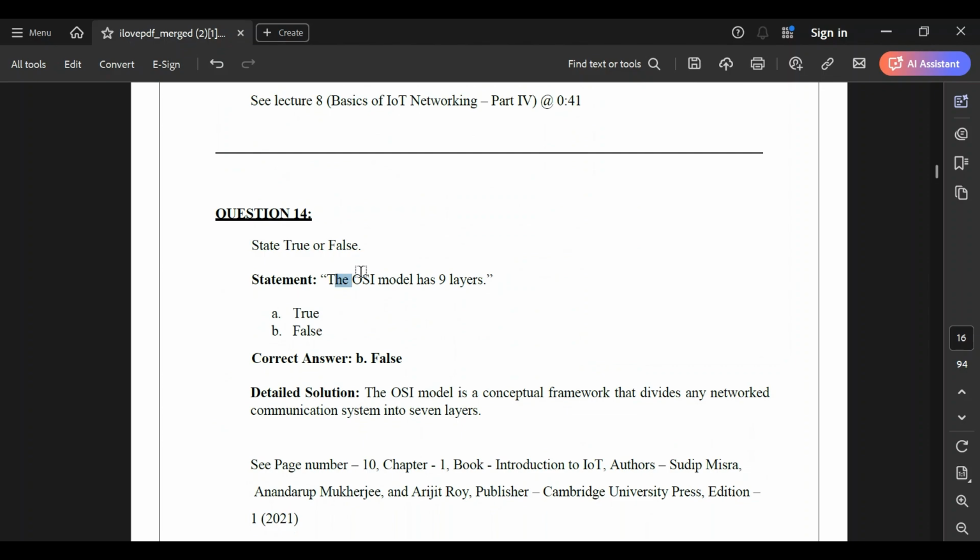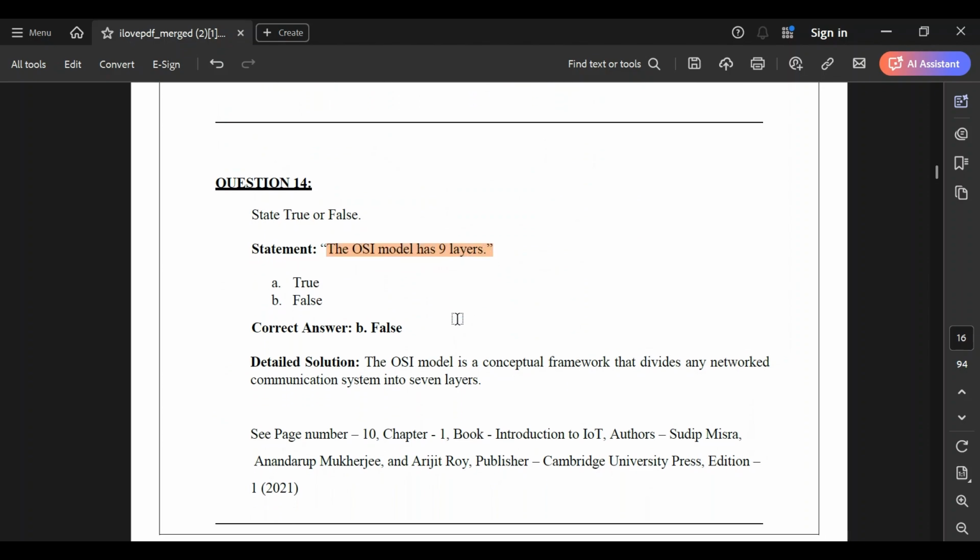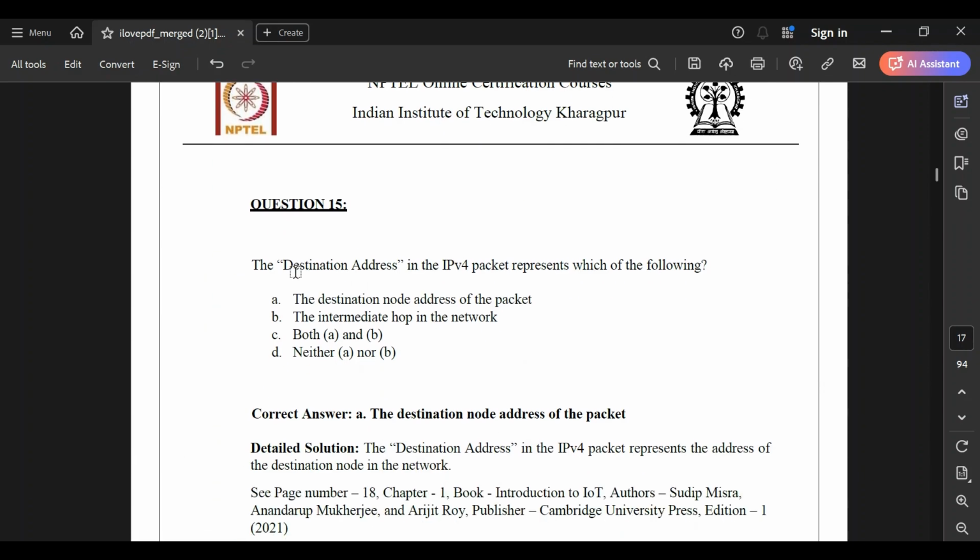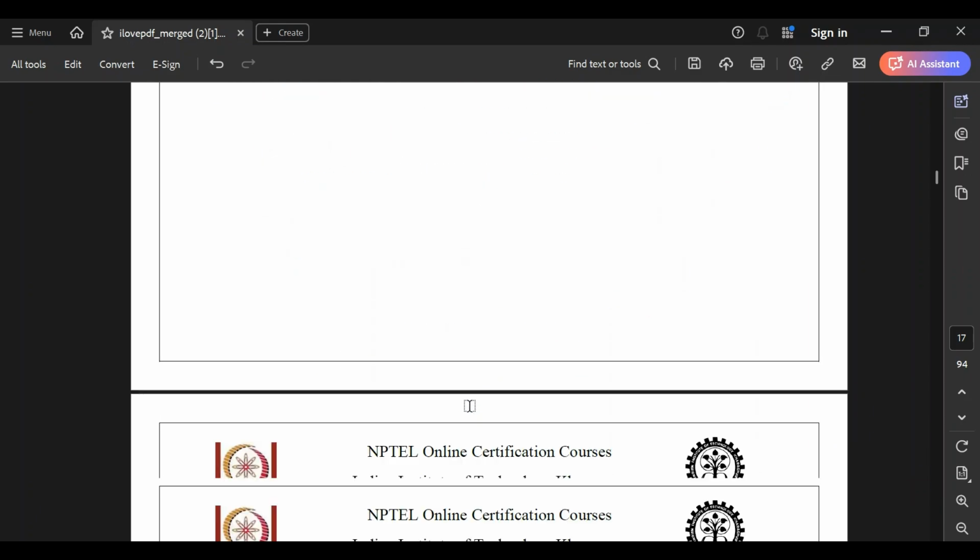The OSI model has 9 layers, absolutely false. It has been divided into 7 layers. You can see here that 7 layers are there. The destination address in an IPv4 packet represents which of the following? It represents the destination node address of the packet.